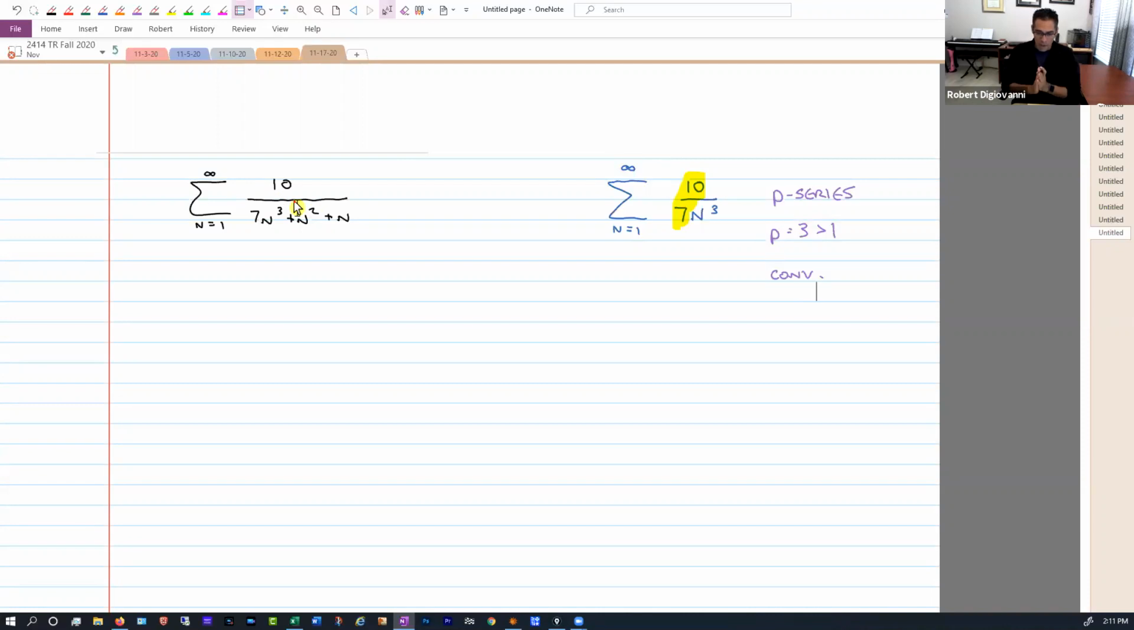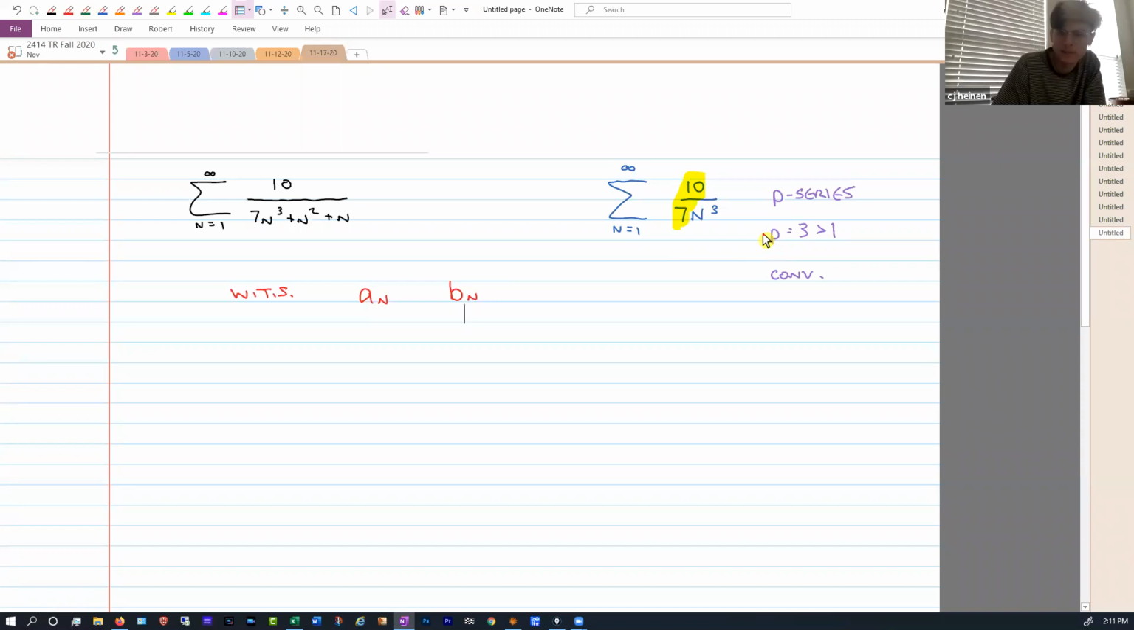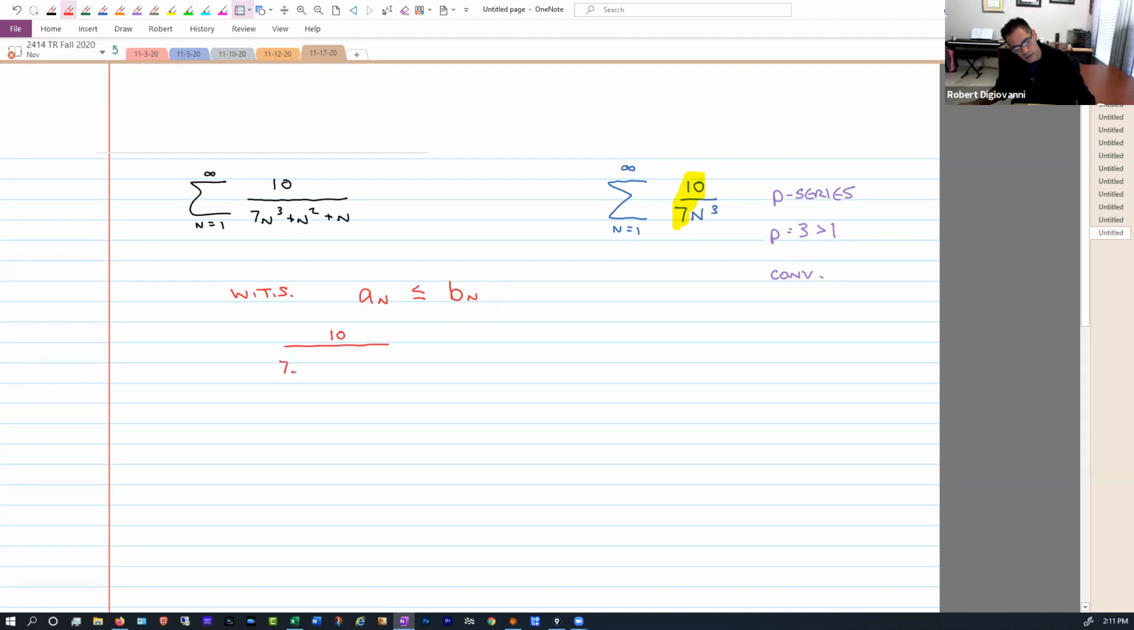Okay, we have a convergent p-series that we are comparing this to. So what must we show? We want to show that the a sub n and b sub n are related, but how does the inequality go here? If this is convergent. Less than or equal to. We need to show that's true. Okay, so let's try it. 10 over 7n cubed plus n squared plus n less than or equal to 10 over 7n cubed. Cross multiply.